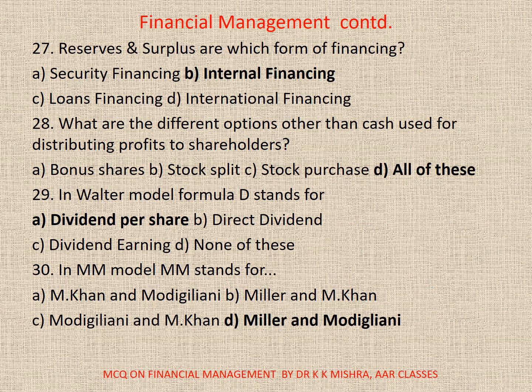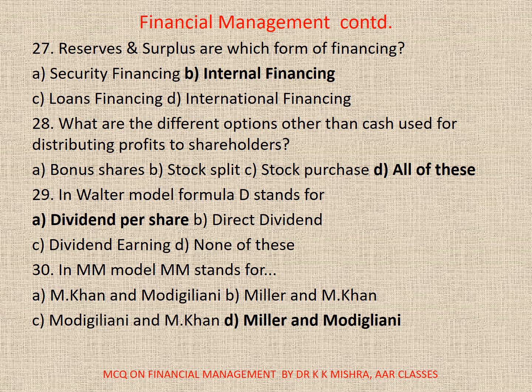$5,80,000. 27. Reserves and surplus are which form of financing? A. Security financing, B. Internal financing, C. Loans financing, or D. External financing. Here correct option is B, internal financing. 28. What are the different options other than cash used for distributing profits to shareholders? A. Bonus shares, B. Stock split, C. Stock purchase, D. All of these. Correct option is D, all of these.